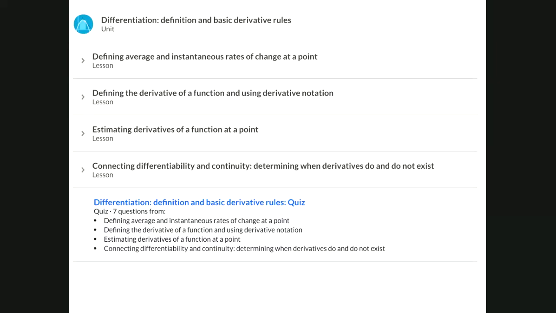All right, so now when you get into Khan Academy, you go to differentiation, definition of basic derivative rules. And so this is what it should look like.